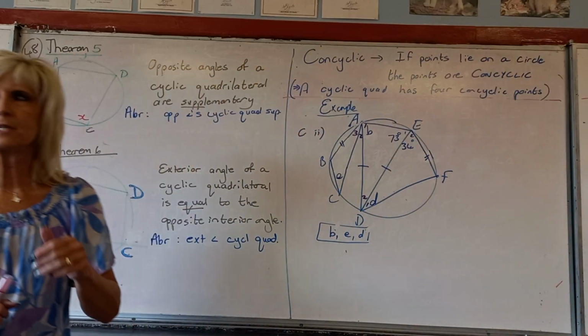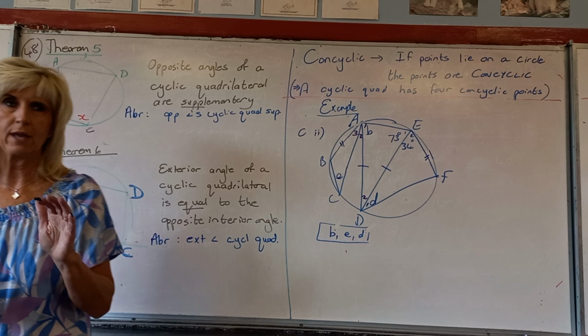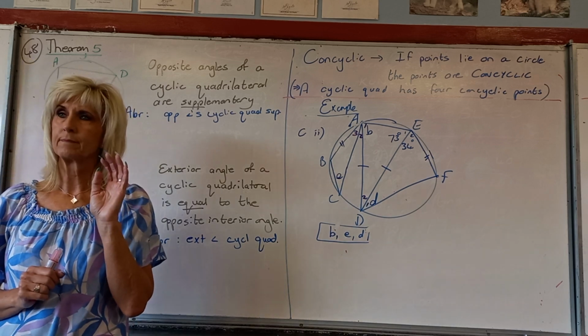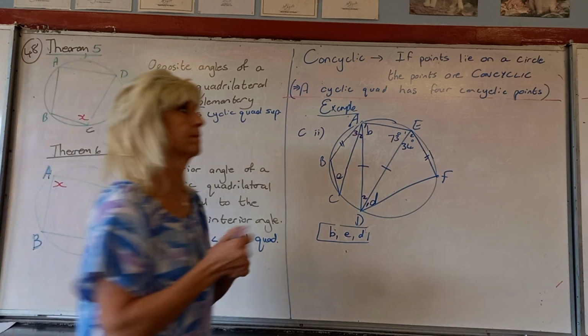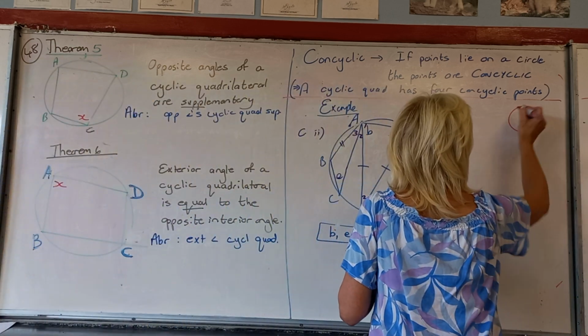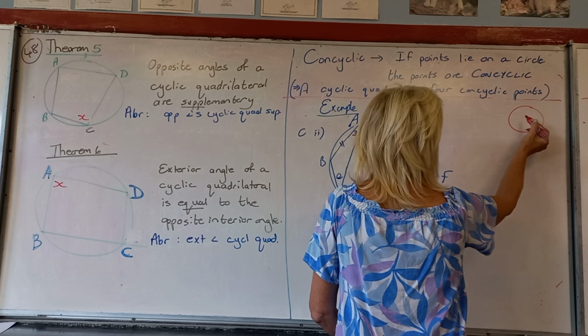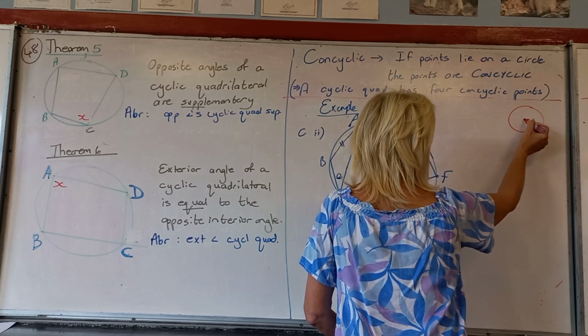Okay, grade 11s, we're busy with geometry. So far we have done 4 theorems. What are the 4 theorems? What bisects? A line from the center of the circle to a chord.